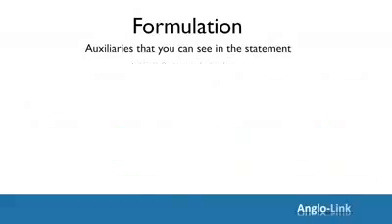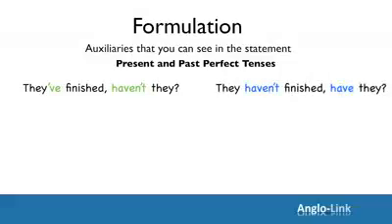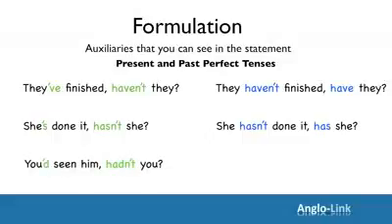The next group where we can see the auxiliary in the statement is the present and past perfect tenses. Let's have a look at the examples. They've finished, haven't they? Or in the negative statement, they haven't finished, have they? She's done it, hasn't she? She hasn't done it, has she? You'd seen him, hadn't you? You hadn't seen him, had you? Right.